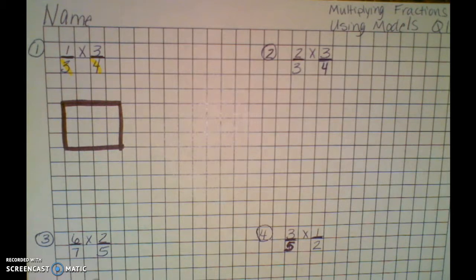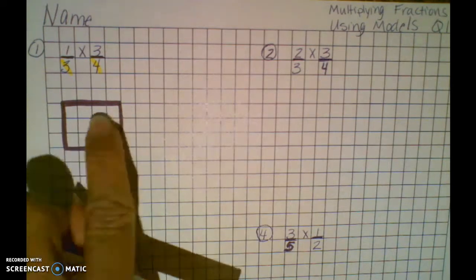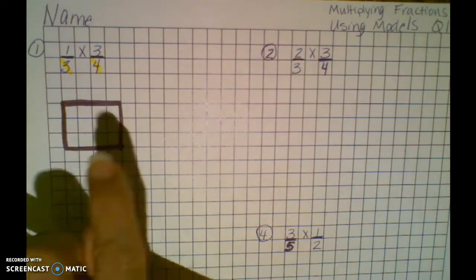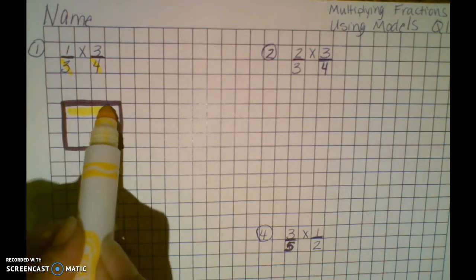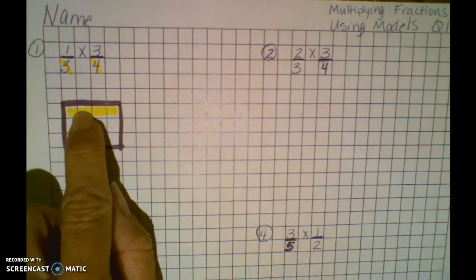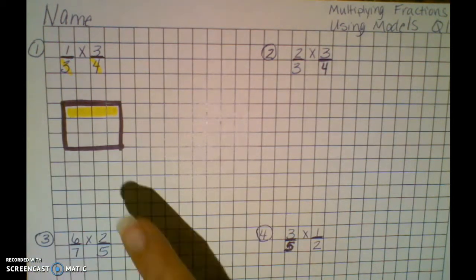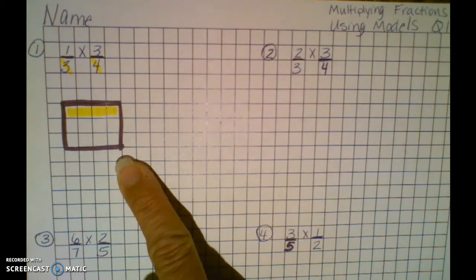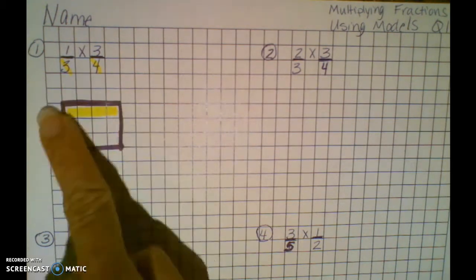What that means is I can take 1/3 if I go horizontally, because this model is made up of 3 rows. So 1/3 would be one full row. Now, how many pieces make up 1/3? Well, we can count. 1, 2, 3, 4. There are 4 pieces for this particular model that will make up 1/3. Out of how many? 12.